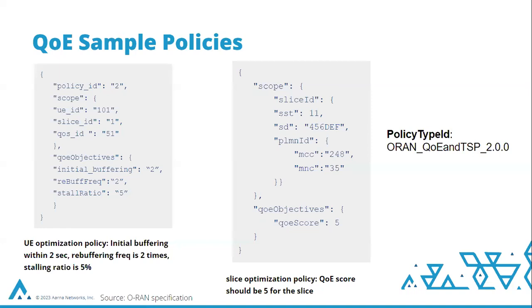Moving on to the next one, the right one. This is a slice level optimization policy, where we will give all the slice level details here. What is the SST, SD, and the PLMN ID? For that, the QoE score has to be 5. Again, the policy type ID, all these are as per the type definitions of the O-RAN specification. All the JSON fields, whatever we show here, are as per the type definitions. So the policy type ID for this is like ORAN_QoE_ID_TSP_2.2.